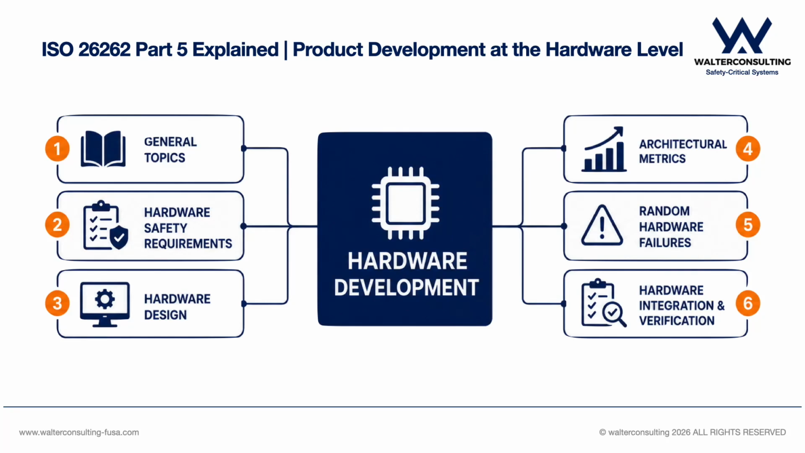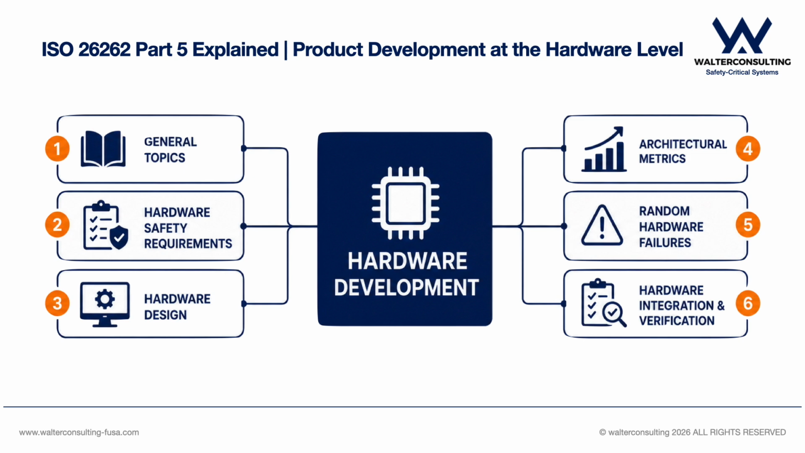In the previous video, we explored system-level development in ISO 26262 Part 4. There, technical safety requirements were defined for the complete system. The next step is translating those system-level requirements into a safe hardware implementation. This is exactly the purpose of ISO 26262 Part 5.